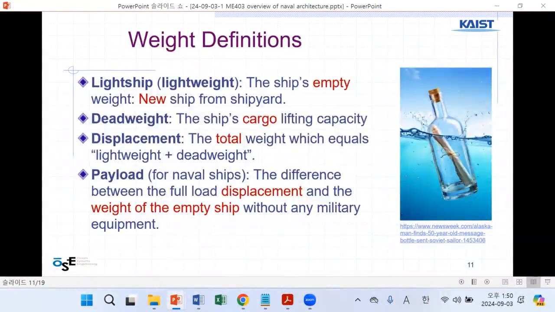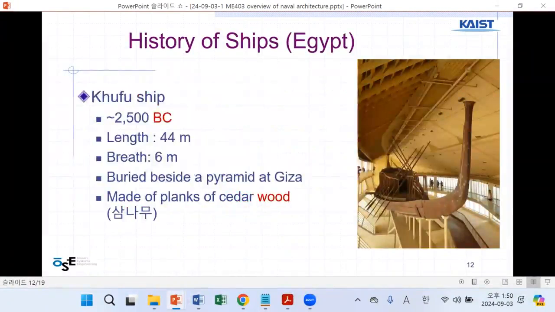Payload is the same as deadweight, but with very small differences. But usually Navy ships use payload. We will explain more in detail later. Right.